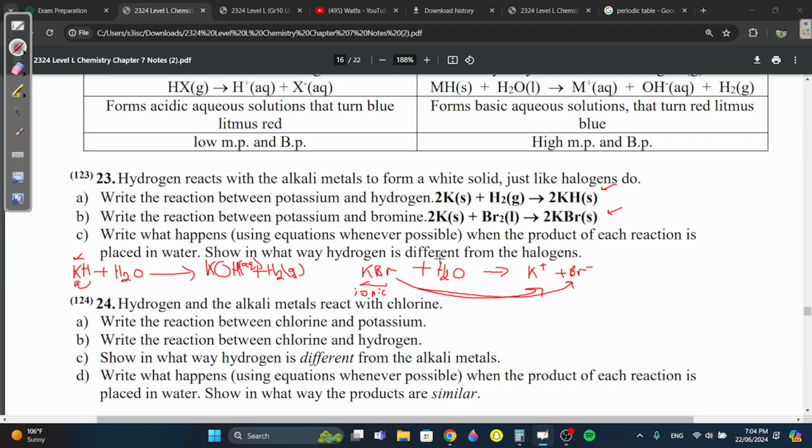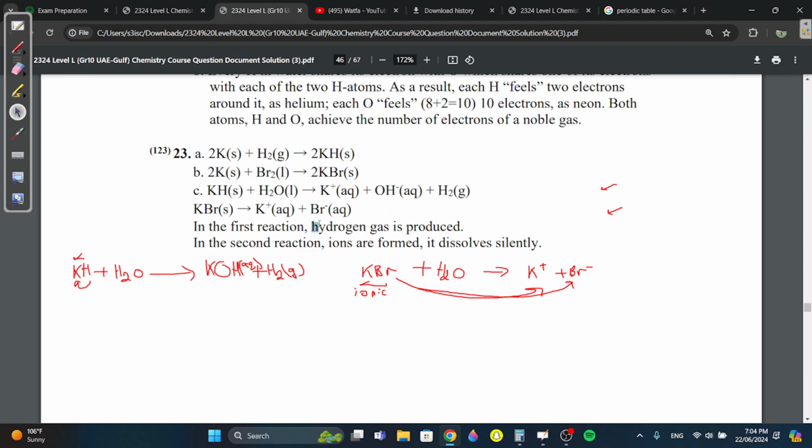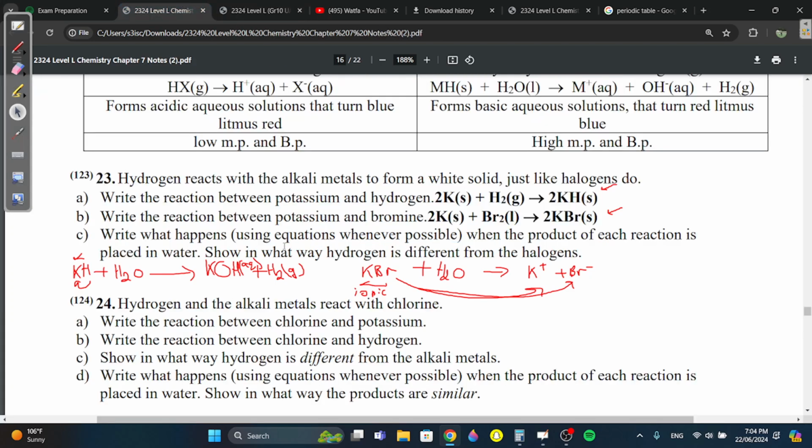Show in what way hydrogen is different from the halogen. I don't know how it's different. In the first reaction, hydrogen gas is produced. In the second reaction, ions are formed, so it just dissolves. Yeah, I guess you could say when hydrogen is present, hydrogen gas is produced. Yeah, this is a stupid question. This part. But they could ask you something like this first part.